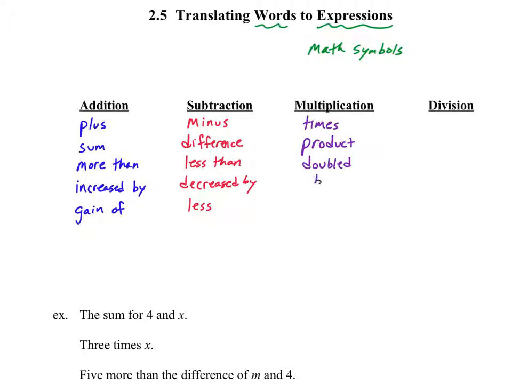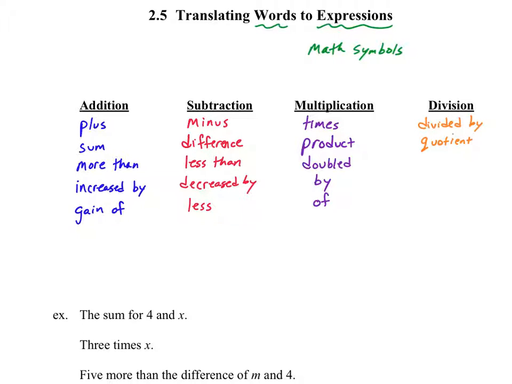By would be another one. That's not super common, but of is, especially when you're talking about percents. What's 32% of this number? Well, then you'd end up multiplying. And last but not least, hanging out here on the end, we have division. So sometimes you'll see divided by. Like sum, difference, product, the official word for the answer in a division problem is the quotient. So quotient would be another one.